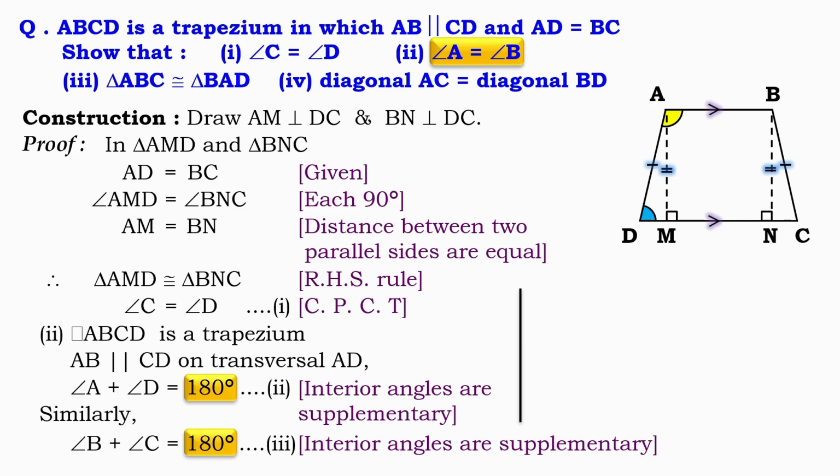Correct. Now if you take a look, both are giving 180 degrees, so we can say that angle A plus angle D is equal to angle B plus angle C. Correct.